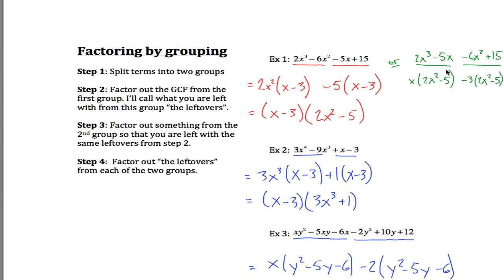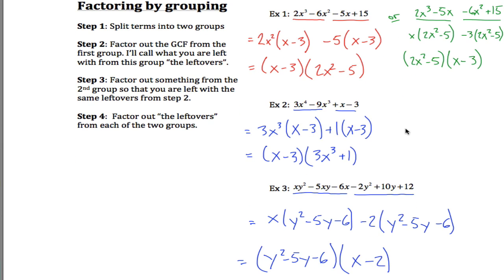So even if I group them a little bit differently, factoring by grouping will still work. I now have two terms that both have a 2x squared minus 5 in them, so I pull that out and I'm left with x minus 3. And what you'll see is even though the steps look different, you end up with the exact same answer. Kind of interesting. It turns out you can do that here too, as long as you don't group 3x to the 4th and the negative 3 together, because then the powers won't work out right.